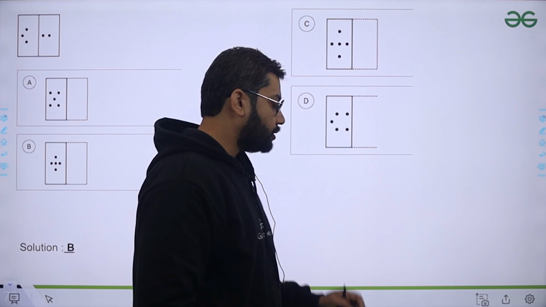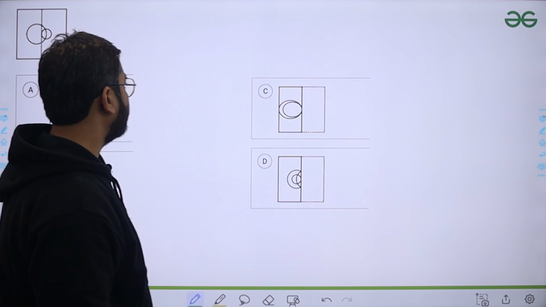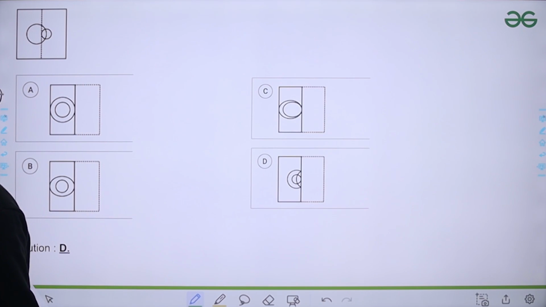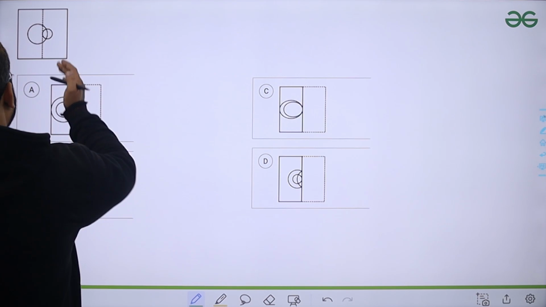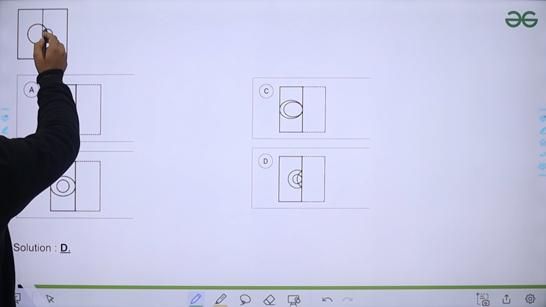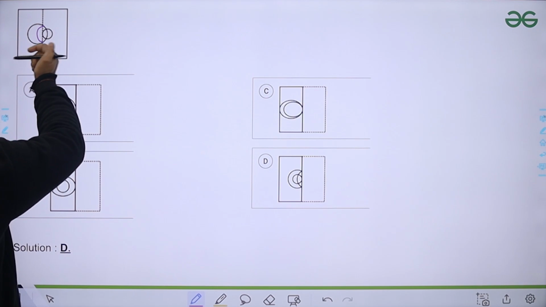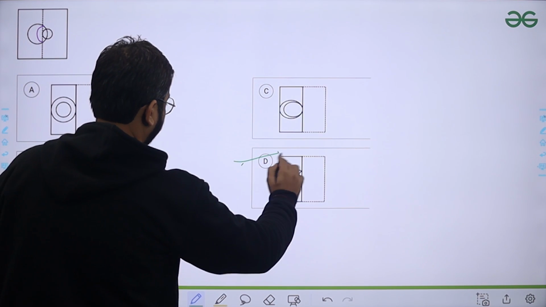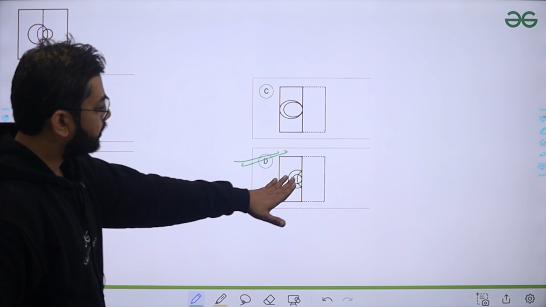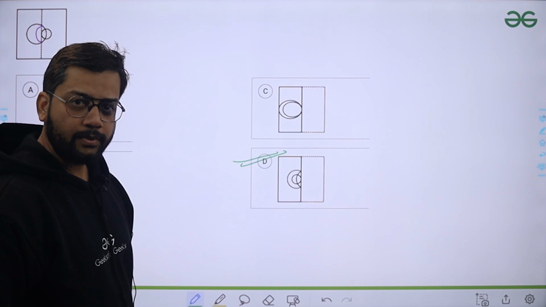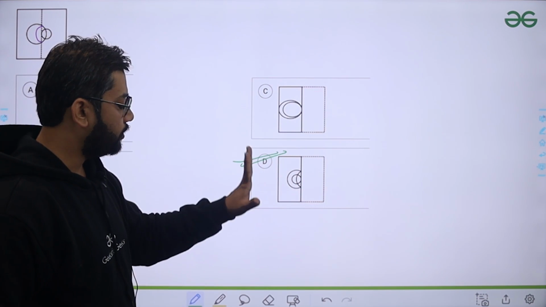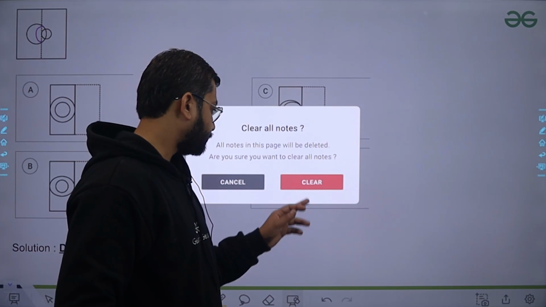This kind of concept is completely based on imagination, how much you can imagine. If this is the folded paper, it means this half circle will go like this. This half circle will be converted like this. This whole complete circle will be this. So I believe option D will be the correct one. The half circle and then the full circle will be as it is, a full circle. The half circle will be in the cut direction.